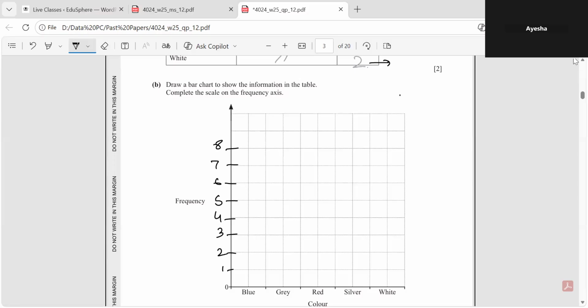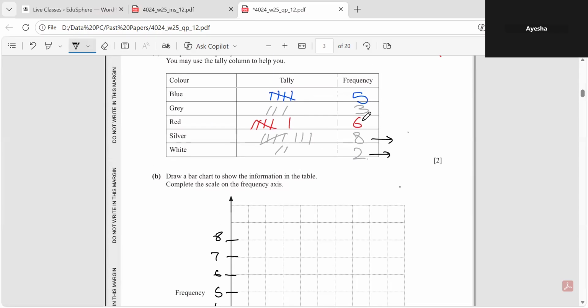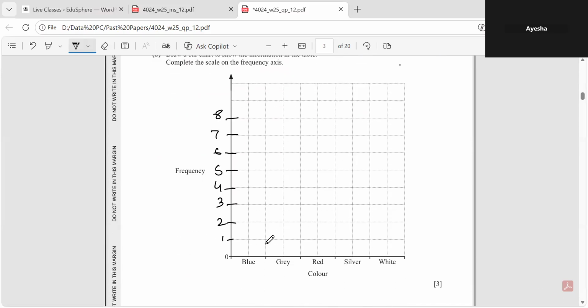Now I'm going to make the bars. The very first bar, for blue, is 5. So we are going to make a bar of 5. When we are making a bar, it's very important that we make it at this point. They have even mentioned the point here. We are making a bar, so it goes till 5, and we will be using a proper ruler. The bar should be very neat and tidy.